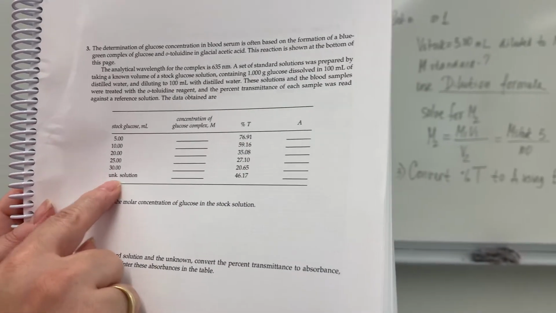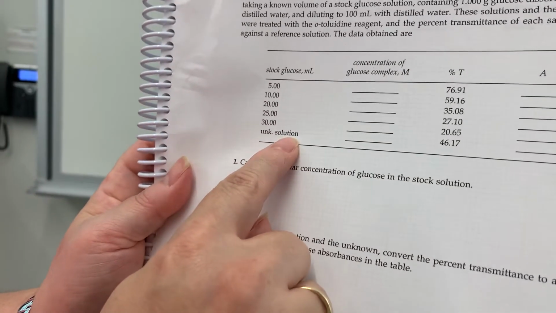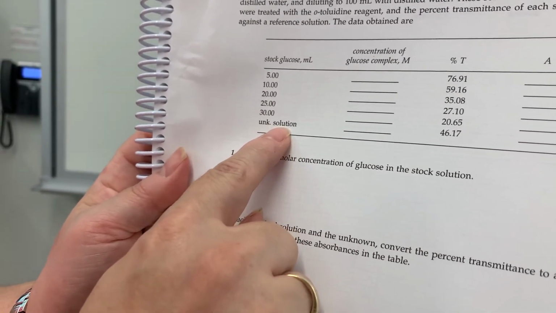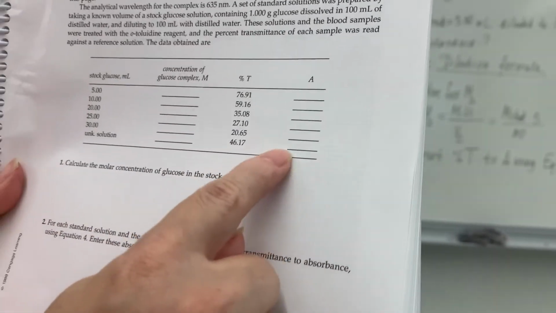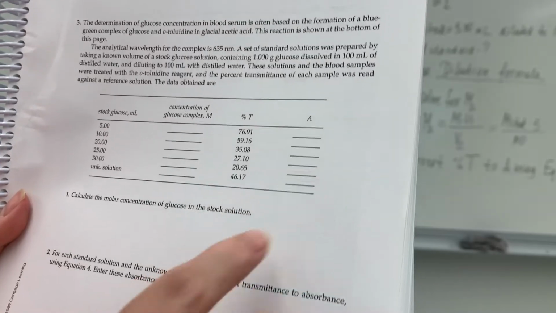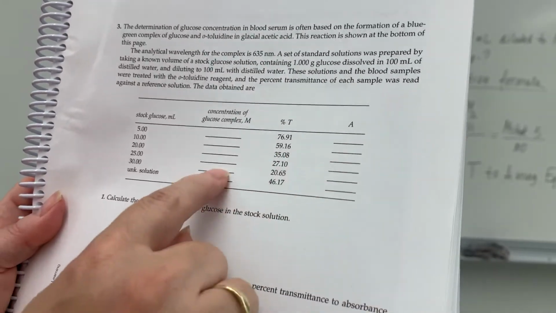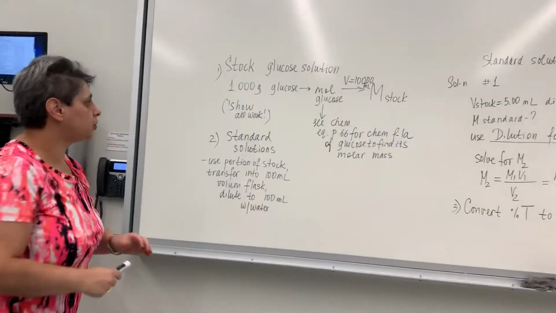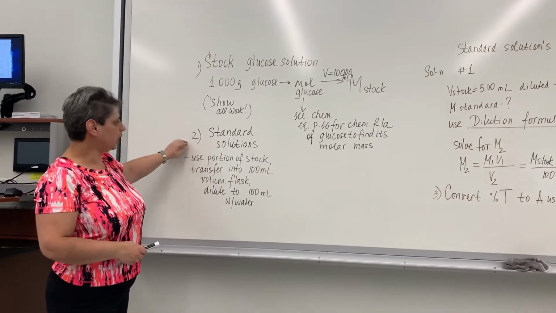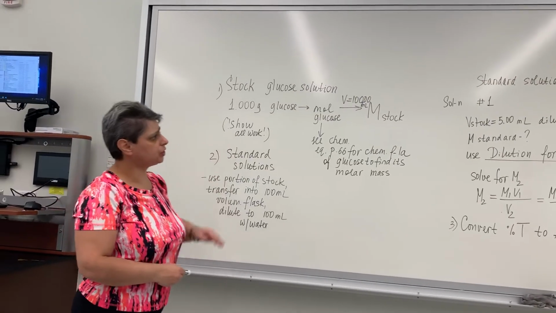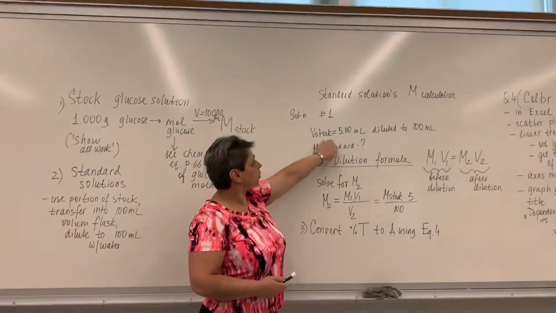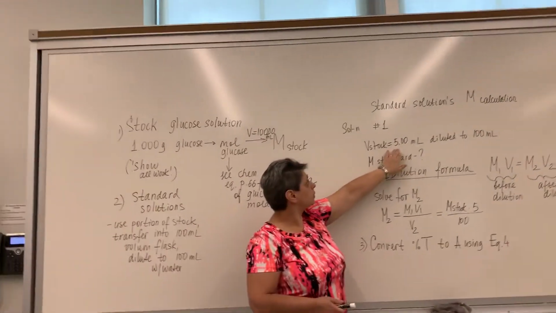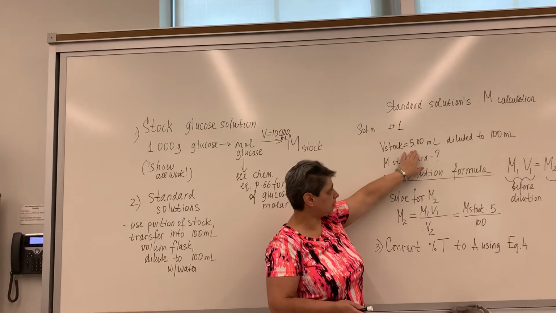You'll also notice that the last entry here is the unknown solution. Unknown meaning its concentration is not known, but its transmittance is. And so you can find the absorbance of the unknown. The ultimate goal is to, of course, find the concentration of the unknown, and we'll talk about this shortly. First, though, standards. How do we find the molar concentration of each standard? I'm using solution 1 as an example. The volume of stock being used to make the first standard is 5 milliliters.